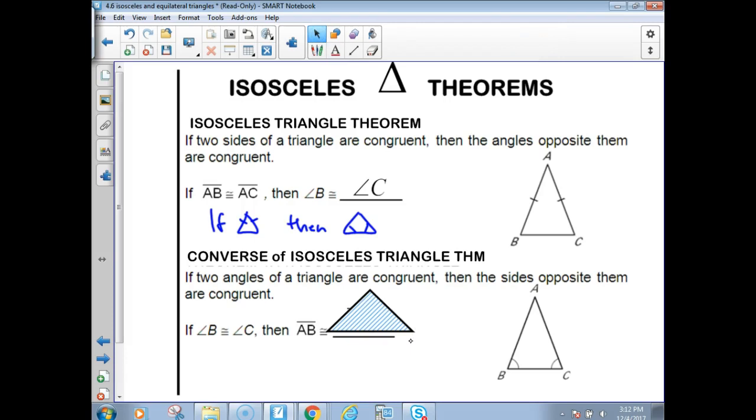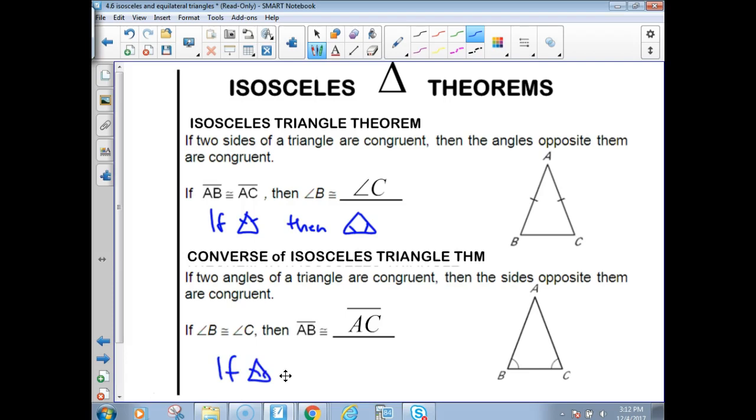Then came the converse of the isosceles triangle theorem. It said, if two angles of a triangle are congruent, then the sides opposite them are congruent. So in this picture, if angle B is congruent to angle C, then side AB is congruent to side AC. And that short version for that was, if angles, then sides.